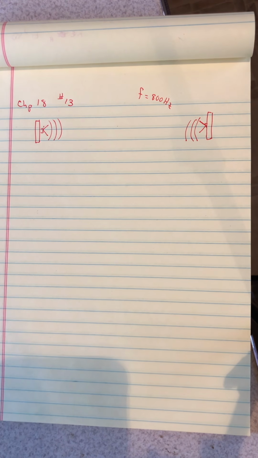And the question goes on, it says, locate the points along the line joining these two speakers where the relative minimum of sound pressure amplitude can be expected. Go ahead and take the speed of sound to be 343 meters per second.